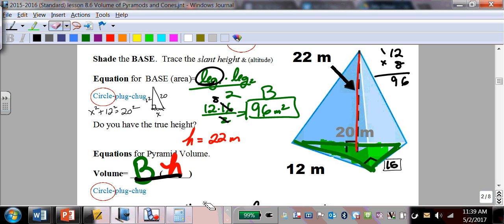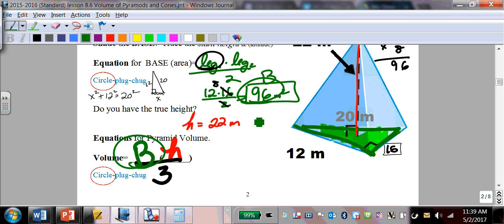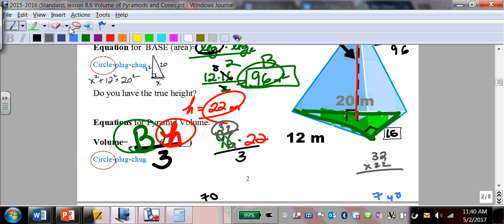Shade, base, equations, circle, plug, chug. That's 3. Let's do the math together. Ready? Base, 96. Our height, we already have, 22 over 3. Get your hands off the calculators. 3 goes into 9 3 times. 3 goes into 6 twice. I have 32 times 22 in the margin. Do the math longhand, guys. It's good for the brain.